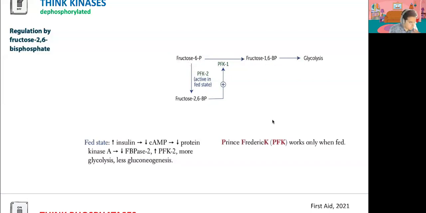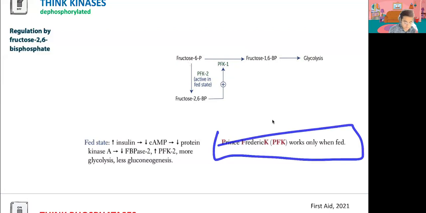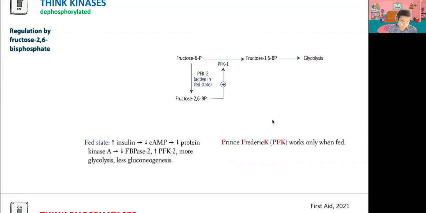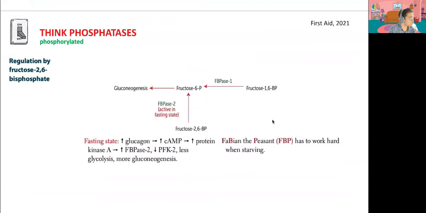I told you guys, one of the important enzymes to know is PFK, PFK2 and PFK1. They love to ask those questions because they would essentially say, PFK2, you are in a fed state, insulin is high, what's going to happen to PFK1? So they really like to play around with this. And there's a great mnemonic, Prince Frederick, right? Works only when fed, right? Prince Frederick PFK only works when fed, so insulin is predominating.